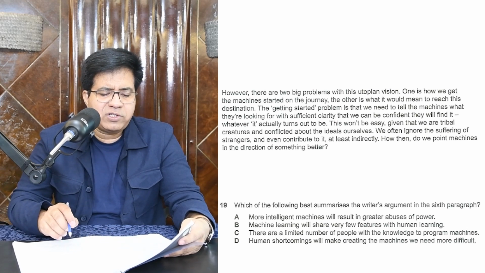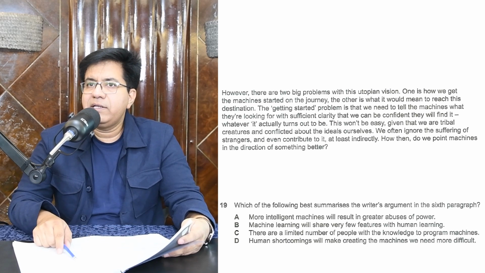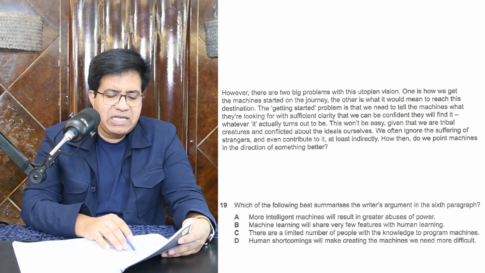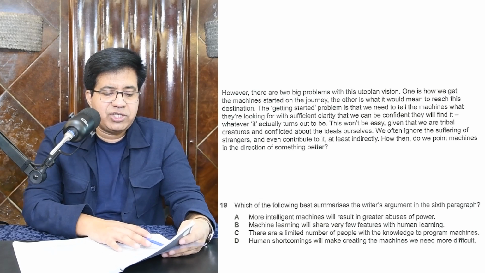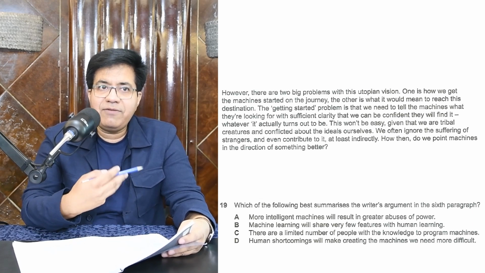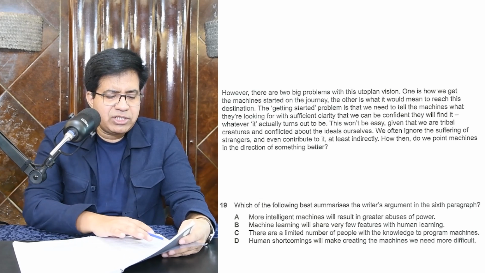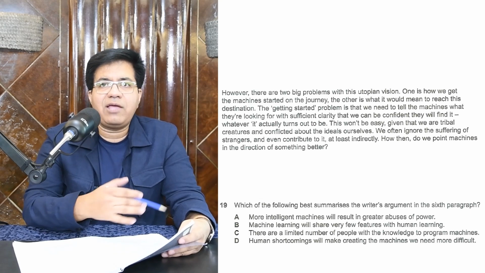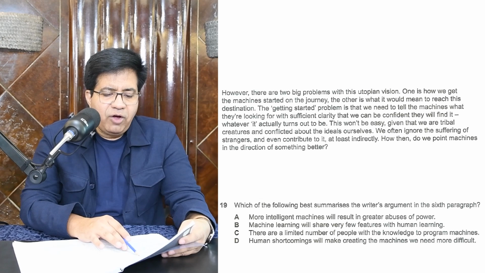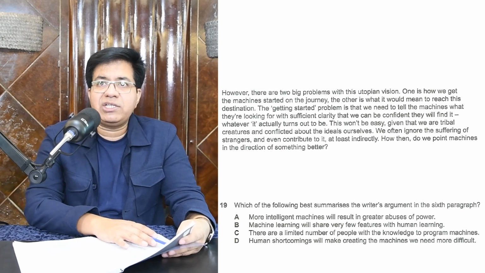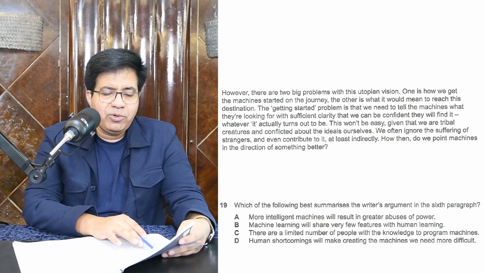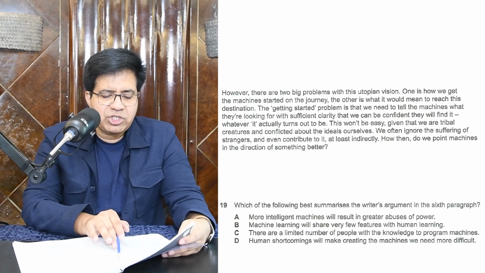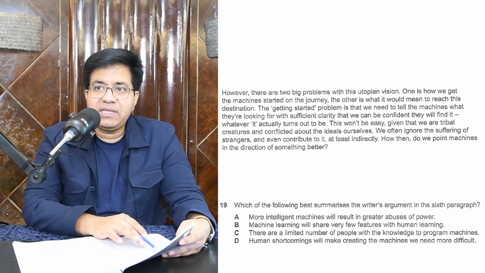Now please come to the fourth last line. This won't be easy. Found it? Same paragraph, fourth last line. This won't be easy given that we are tribal creatures. Tribal creatures are like we live in communities. So we are tribal creatures and conflicted about the ideas ourselves. And these conflicts are like world wars and all that. We often ignore the suffering of strangers and even contribute to it, at least indirectly. How then do we point machines in the direction of something better?